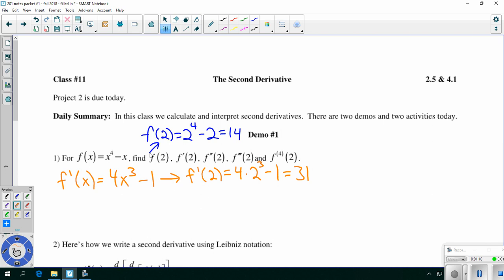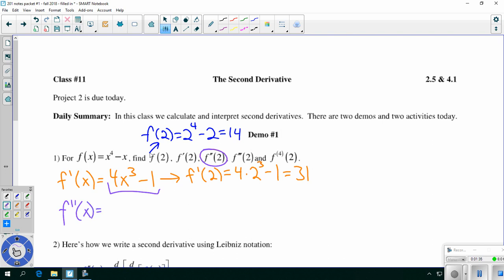But f double prime of 2, this is new for us. Well, f double prime would seem to indicate the second derivative, or said another way, the derivative of the derivative. So if I just think of this as being my starting function, I could certainly take its derivative, and a good name for that would be the second derivative of f. So f double prime is the derivative of the derivative.